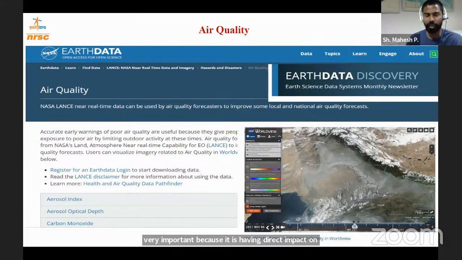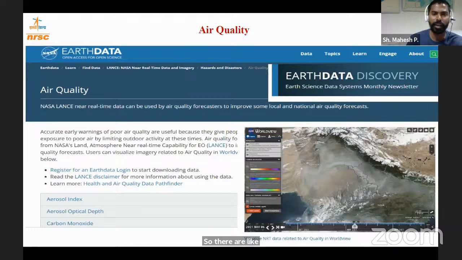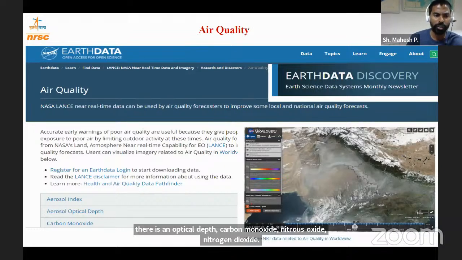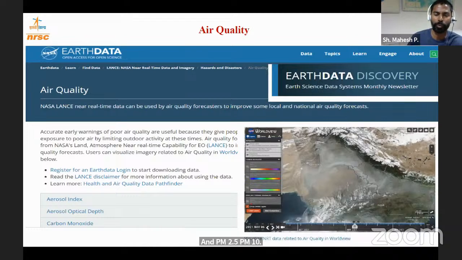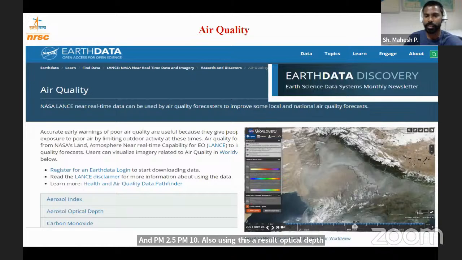Earth Data is providing many satellites to monitor air quality, with parameters like aerosol index, aerosol optical depth, carbon monoxide, nitrous oxide, nitrogen dioxide, and PM2.5 and PM10, which are also derived using aerosol optical depth. And sulfur dioxide. These parameters are available from the Earth Data portal, that is NASA's portal. So one can see how air quality is changing over the globe.